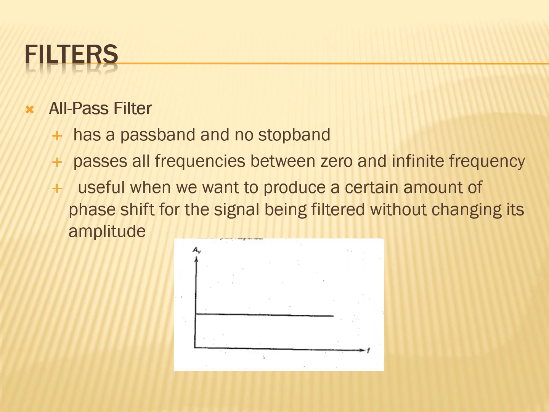Then we have the all pass filter. As you can see in the figure, it has a pass band. All of this is a pass band and it has no stop band. So what do we mean by an all pass filter? This passes all frequencies between 0 and infinite frequency. This is actually useful when we want to produce a certain amount of phase shift for the signal being filtered without changing its amplitude.